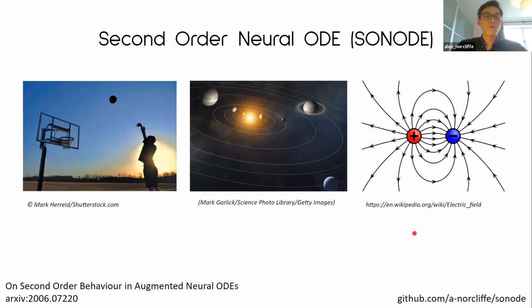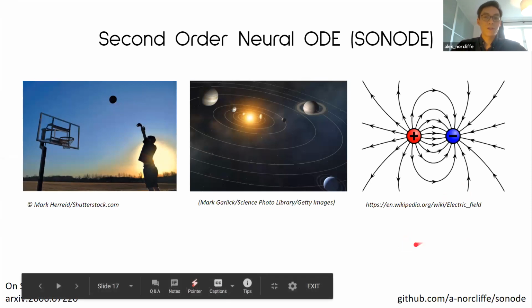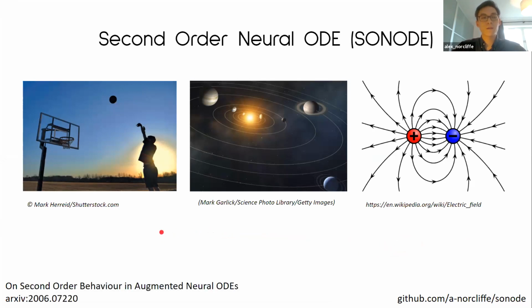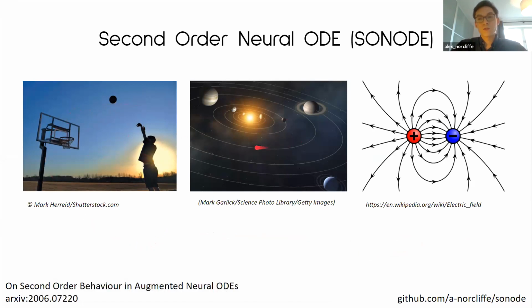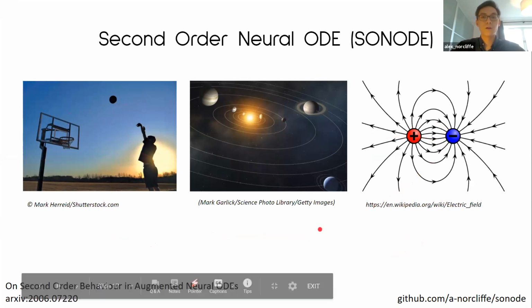And so why would you even want to look at second order? Well, I came from a physics background, so Newton's second law instantly spoke to me, which is that classical physics can be described very well by forces and accelerations. And so you have something like projectile motion, planetary orbits, or charges in an electric field, all described by Newton's second law. So these are well motivated.